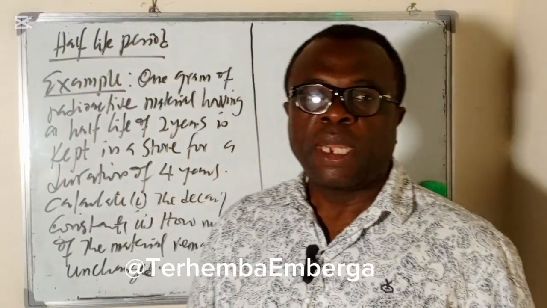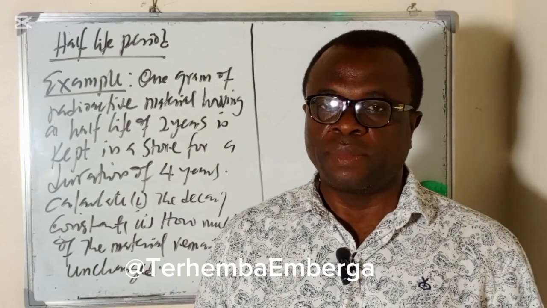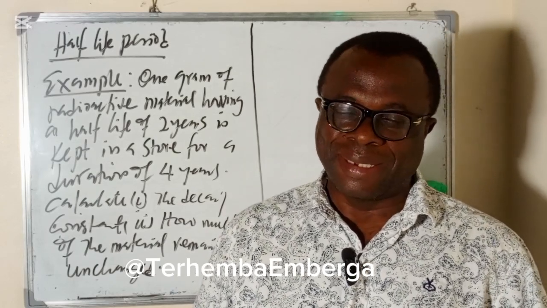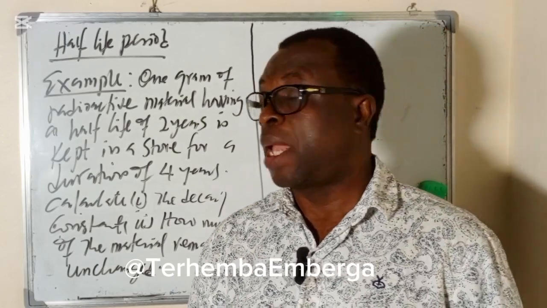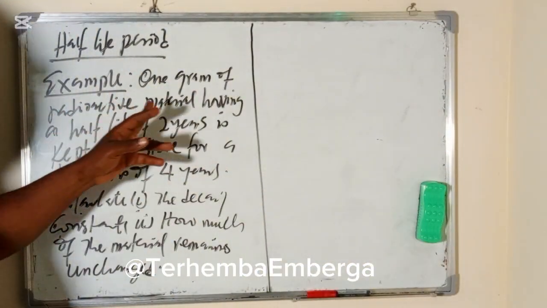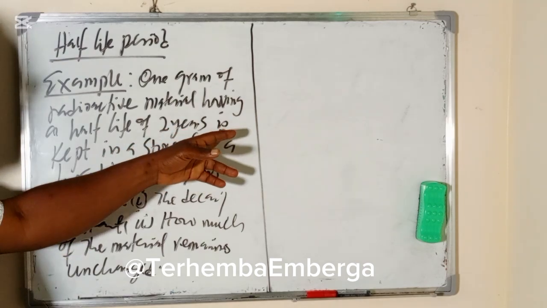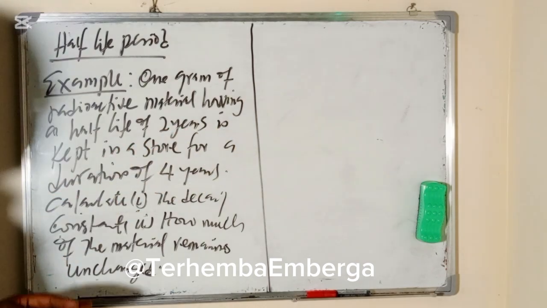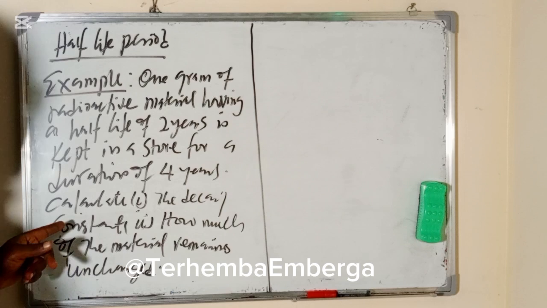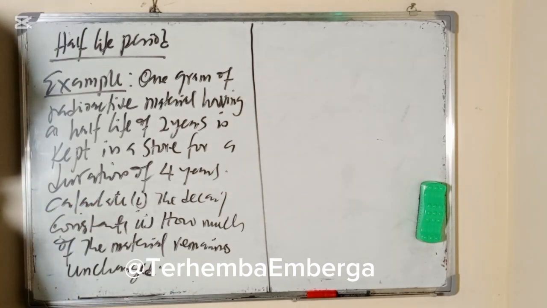This time we'll be looking at half-life and how we can use the equation we derived to calculate certain things. And here we have a problem. 1 gram of radioactive material having a half-life of 2 years is kept in a store for a duration of 4 years. Calculate 1, the decay constant, 2, how much of the material remains unchanged.